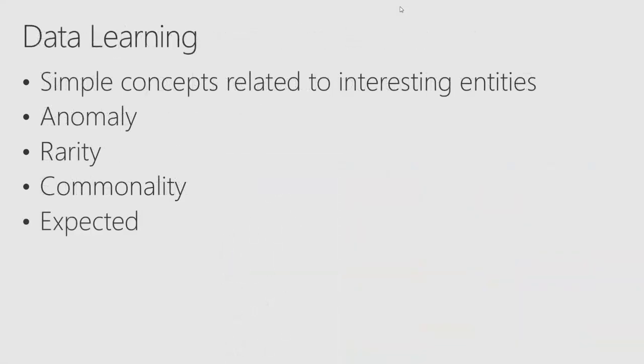So let's talk about data learning real quick. You've got a bunch of data, and you want to ask yourself some questions. They're fairly simple concepts, but they're related to your interesting entities. For example, what's anomalous for my environment? I should never see an inbound connection via public IP address connecting to my internal web server, right? That would be an anomaly. It would be very unexpected to see that. You shouldn't see it. You should have protections in place so it doesn't happen. But again, that's an anomaly.